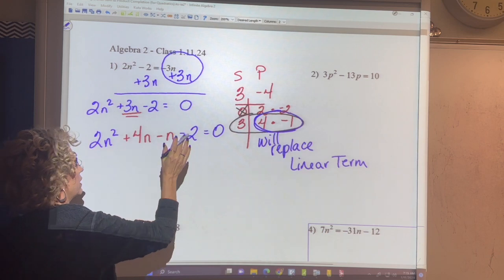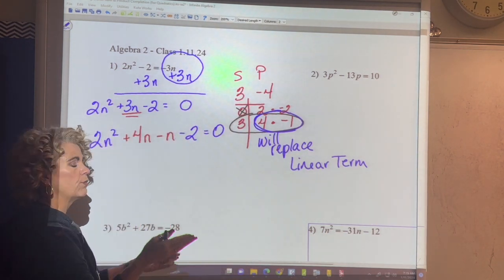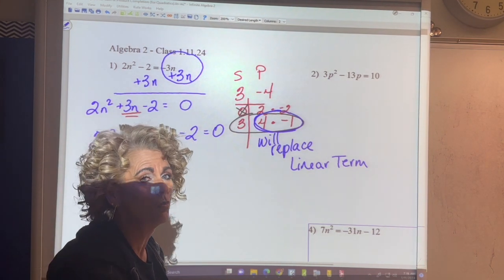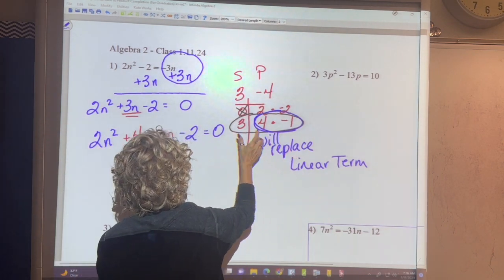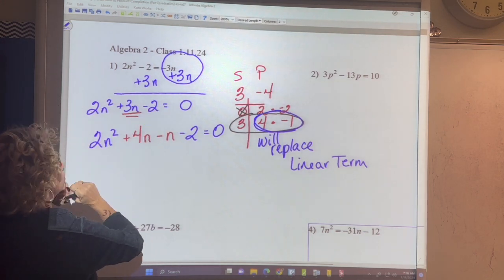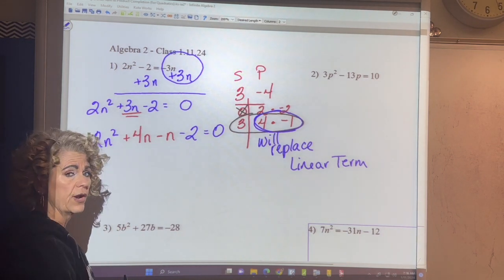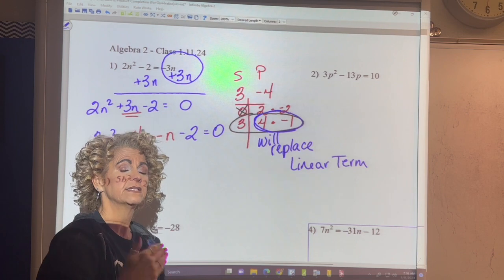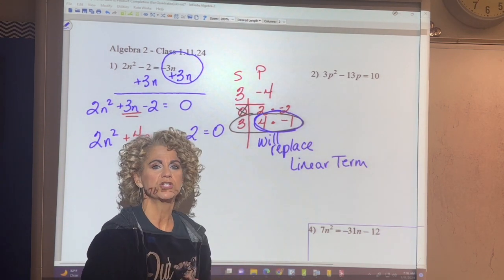We're going to complete our sum and product chart, replace our linear term, and stop there. So all the new material in your homework today will just consist of replacing your linear term. You're going to take your trinomial and break it down into 4 different terms. But in order to do that, you have to complete your sum and product chart. In our next lesson, we will complete and finish by factoring.